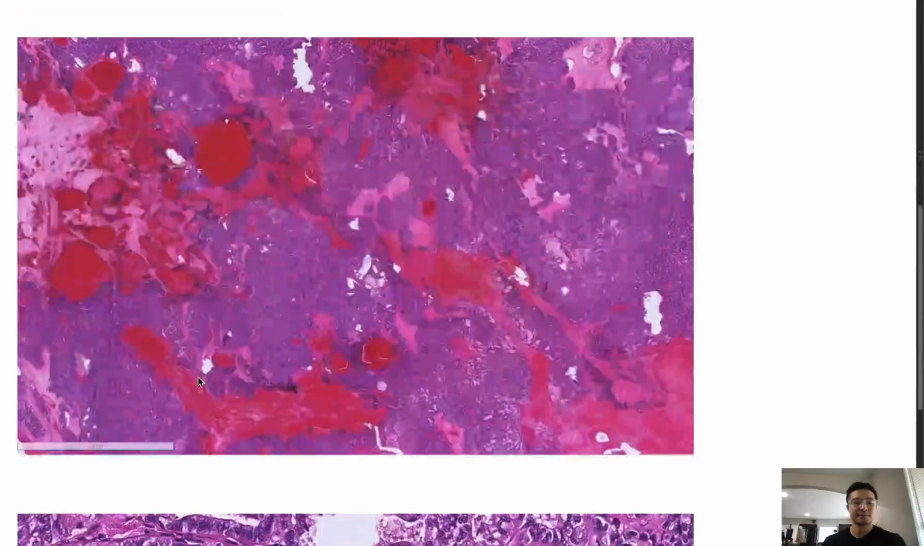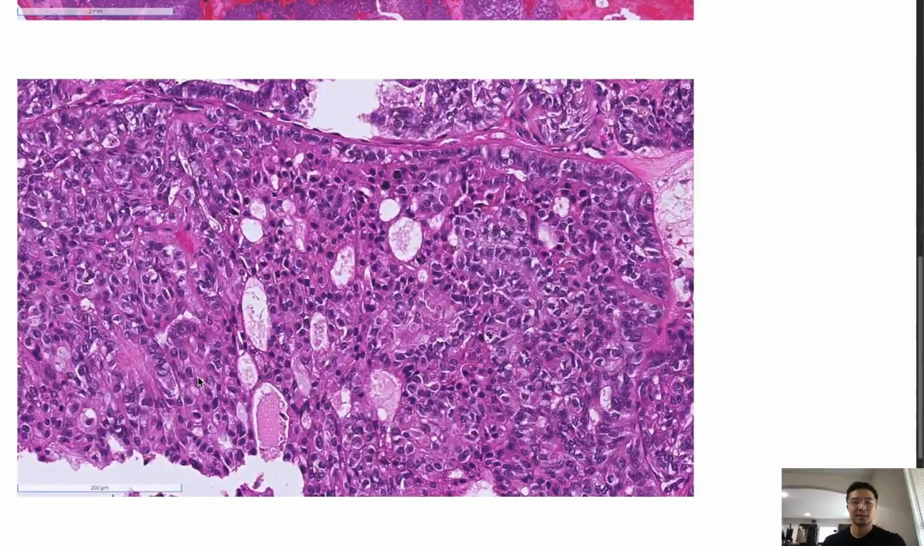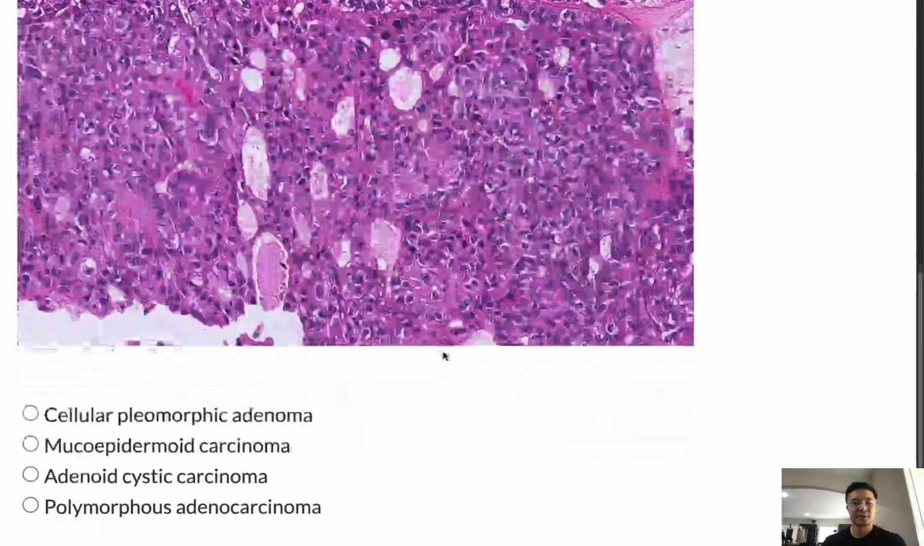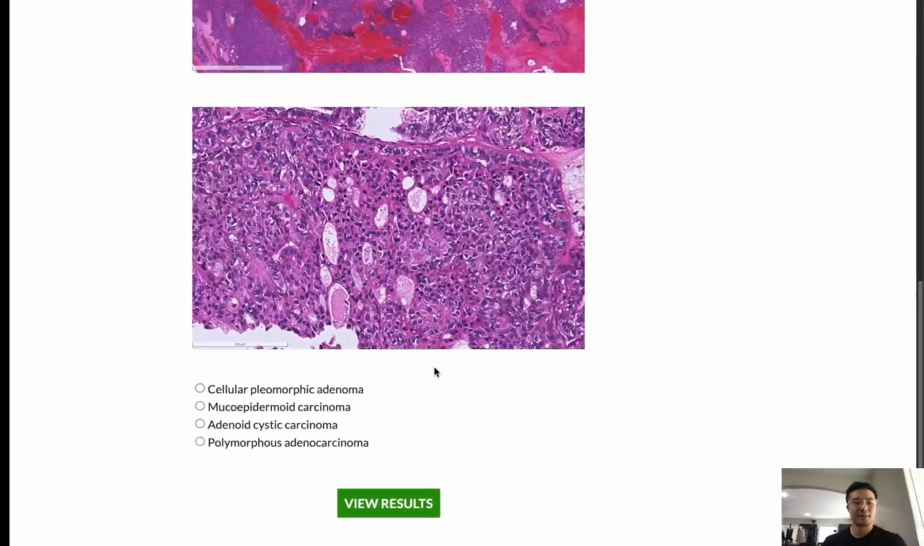Again, more or less the same thing here. Some solid pattern, some glandular pattern. The question is if it's a cellular pleomorphic adenoma or mucoepidermoid carcinoma. I don't think it's mucoep because we don't see mucocytes, and I don't see epidermoid cells. Adenoid cystic, I don't think this is adenoid cystic. You see glandular architecture, but they're not cribriform.